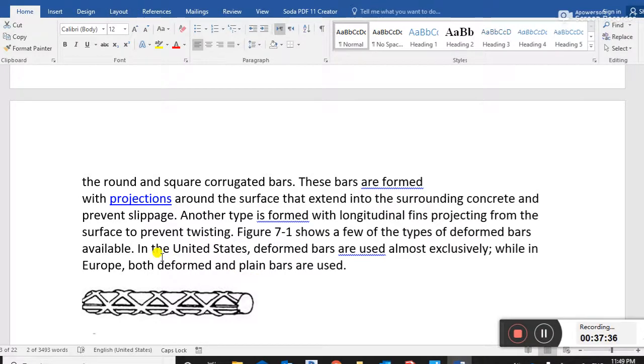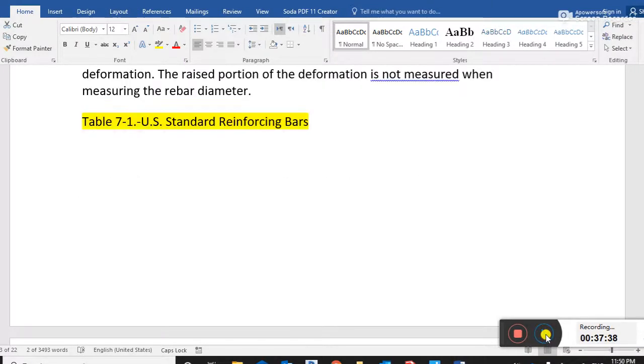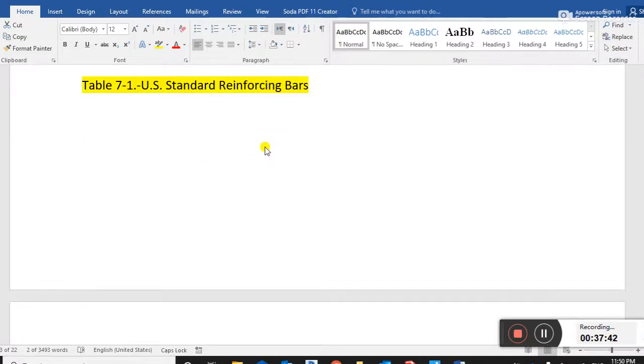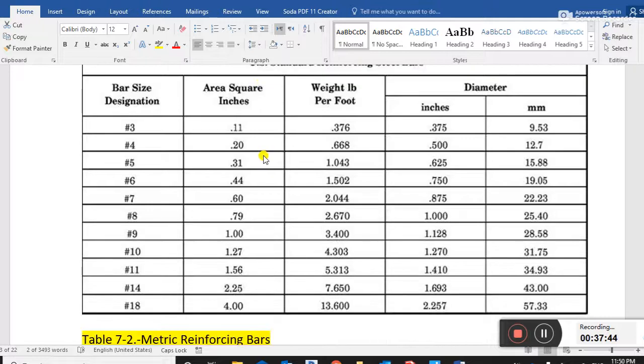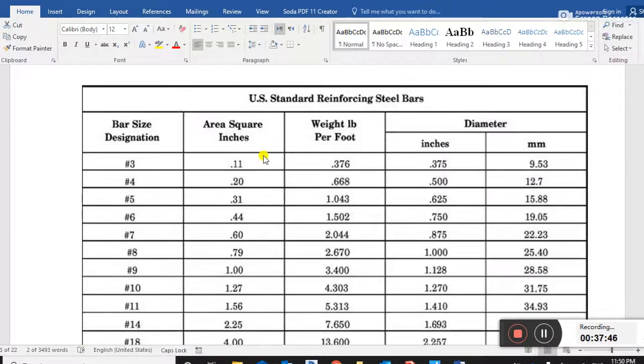Guys, US standard reinforcement bars. This is the table showing the US standard reinforcement steel bars. This is the bar size, and this is the area in square inches. This is the weight in lb per foot. This is the diameter in millimeter and inches.